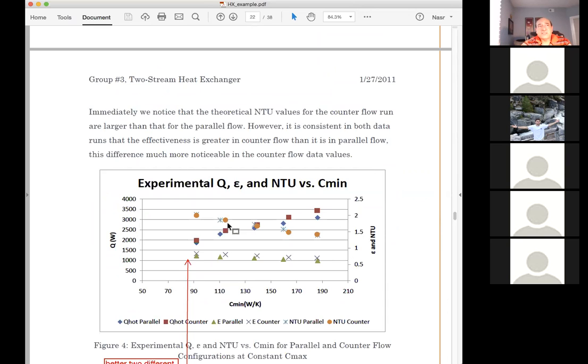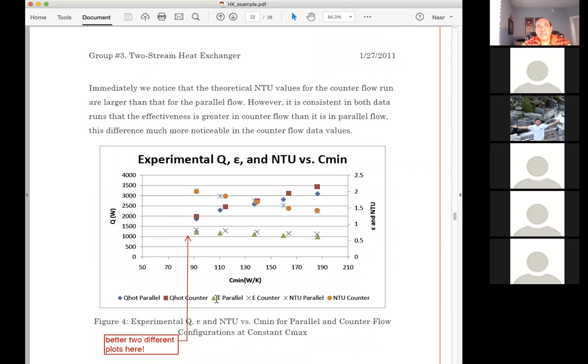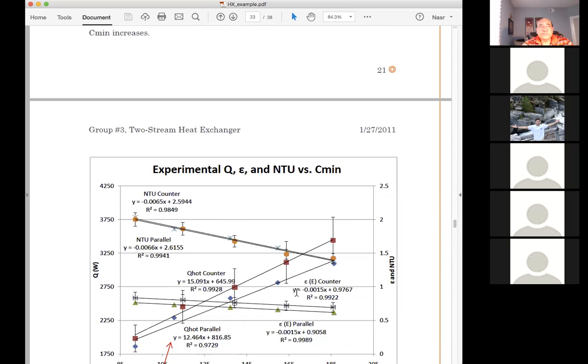Like here, there's a bunch of things kind of plotted on the same graph, and you don't know which is which. You have to really spend a lot of time to figure out epsilon parallel, epsilon counter, and so on. So you can actually make them neat and separate them, or you can use subfigure. I have in my lectures on MATLAB how to produce subfigures. You can produce 4 different subfigures, and that you can display different things very easily.